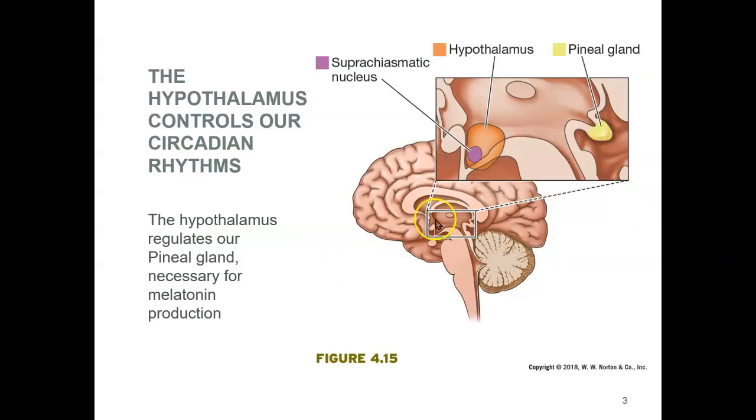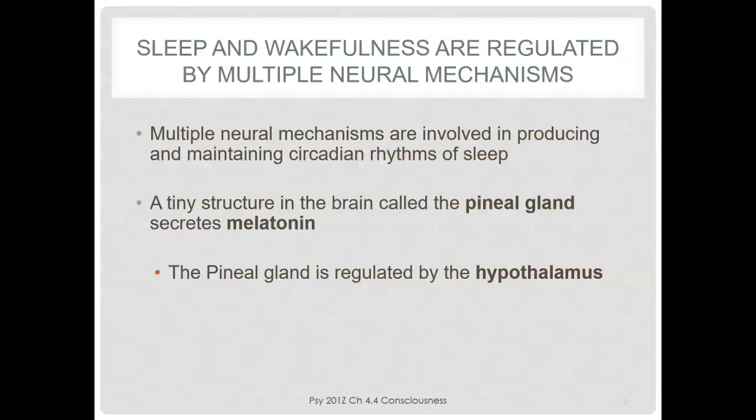So it's the hypothalamus. This structure right here, if you remember from Chapter 3, we have our thalamus right here, and we have our hypothalamus right here. And a hypothalamus is set by sunlight. When does the sun come up and when does the sun go down?